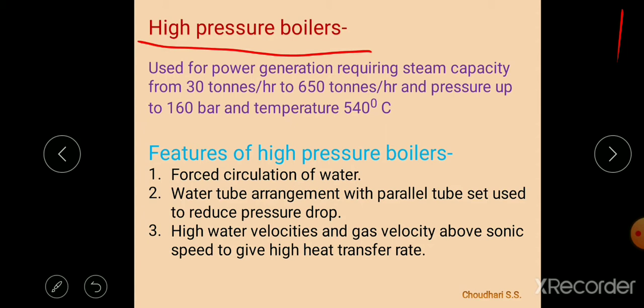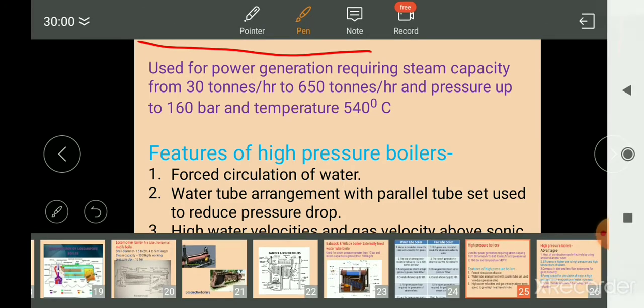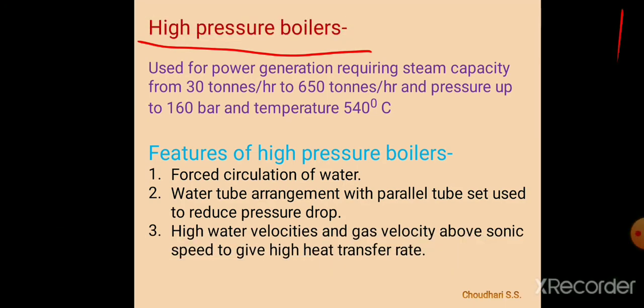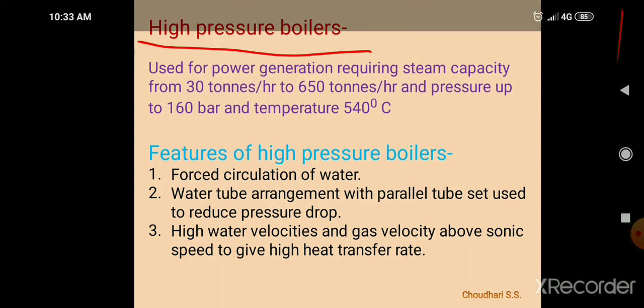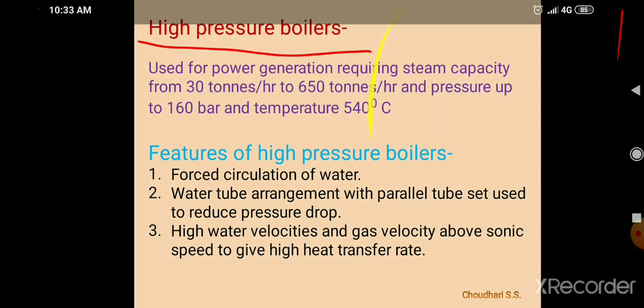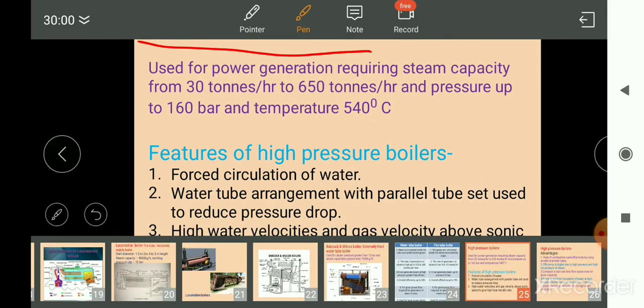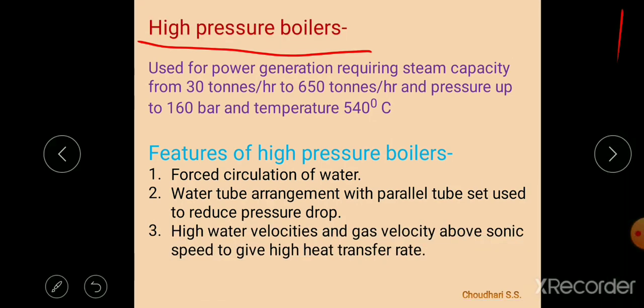to 650 tons per hour. So large steam capacities are required in that case, and for high power generation, high steam flow rates are required. So in that case we can use the high pressure boilers.